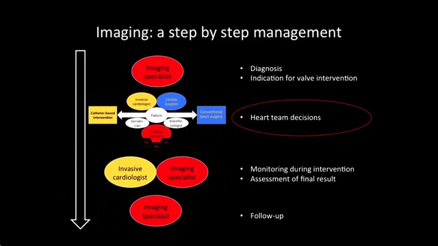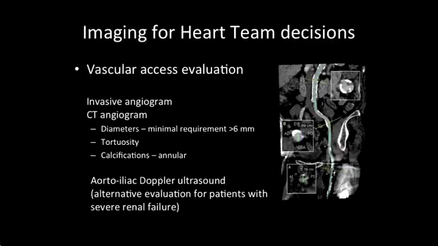Important information regarding the technical feasibility of the TAVI procedure is provided by advanced imaging. Vascular anatomy is important to decide the best access route for the transcatheter procedure: transfemoral, transsubclavian, transaortic, or transapical. Peripheral arteries can be evaluated with conventional angiography or preferably with CT angiography.